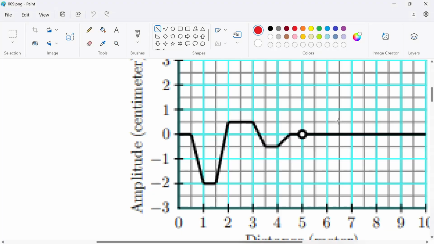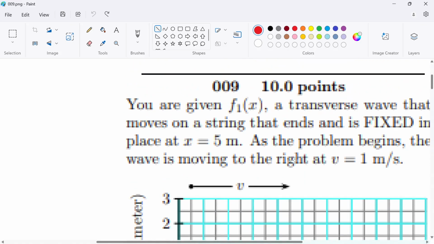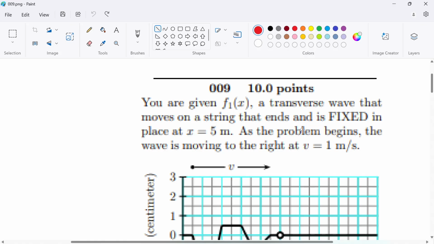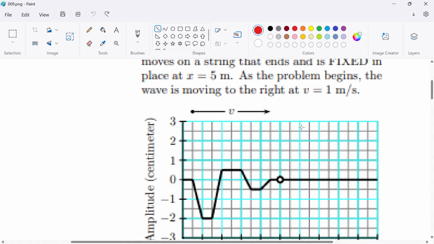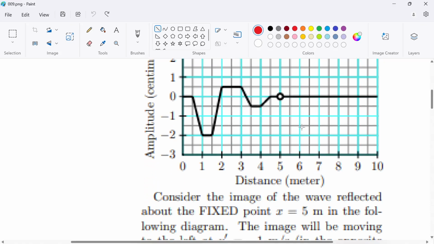All right, I'm trying to figure this out, and I'm having a hard time. It says you're given y equals f(x), a transverse wave that moves on a string that ends and is fixed in place. So the string is fixed. As the problem begins, the wave is moving to the right. Velocity is 1 meter per second.